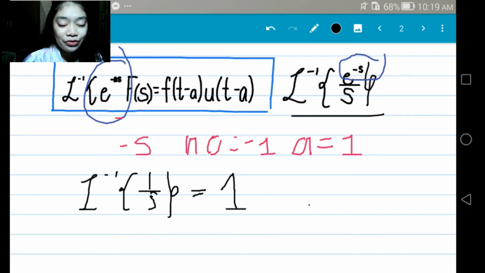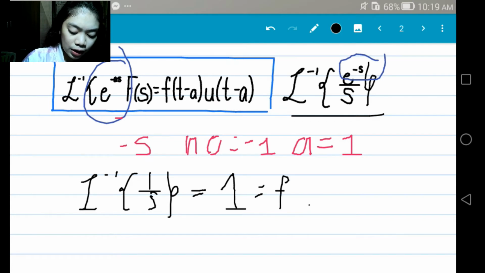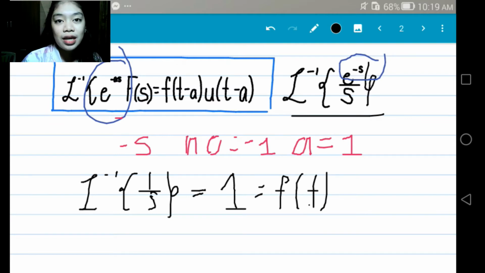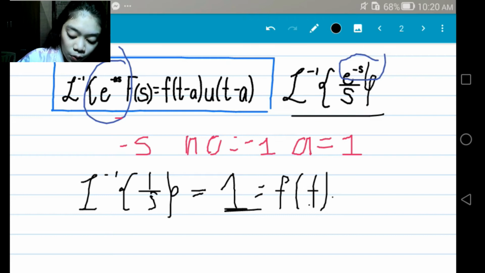Now that we have the Laplace inverse of the F of s, we already have the f of t. But f of t is not the thing that we need. We need f of t minus a. So how can we get that? We can get f of t minus a if we substitute the t in the function f of t with t minus a. As you can see here, 1 doesn't have any t, so we don't have anything to subtract. So our f of t will also be equal to our f of t minus a.